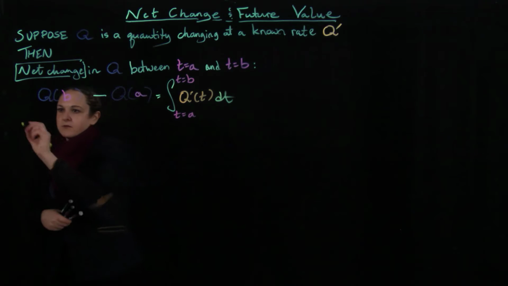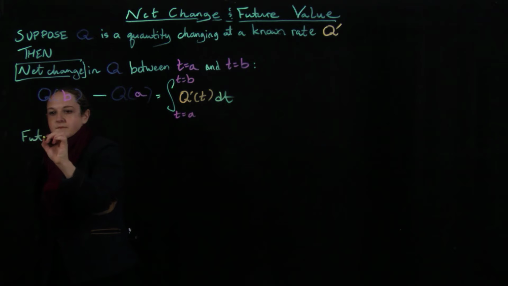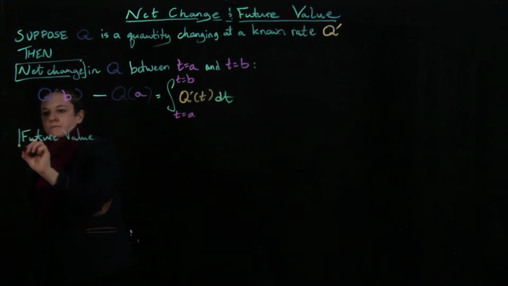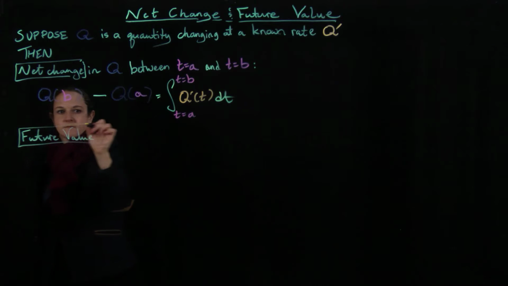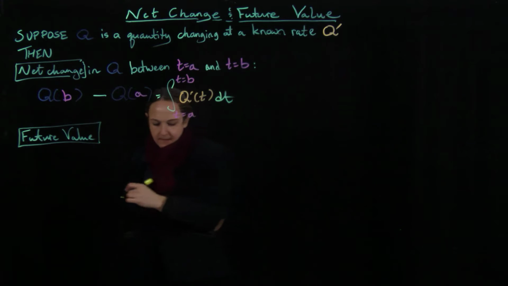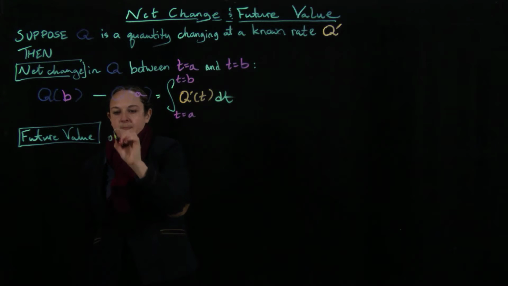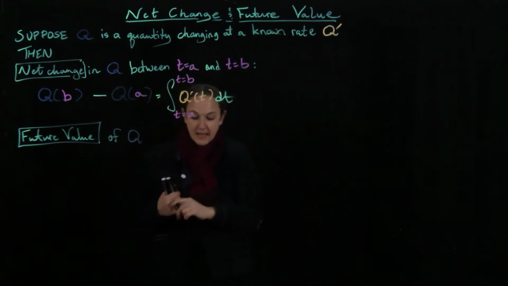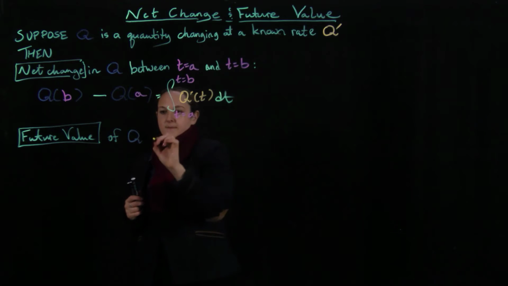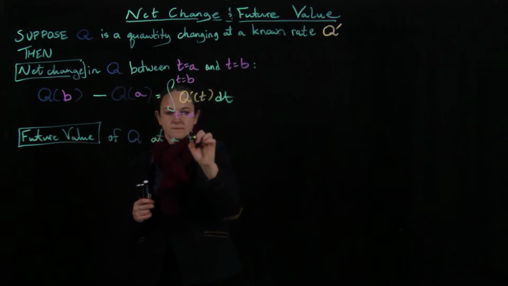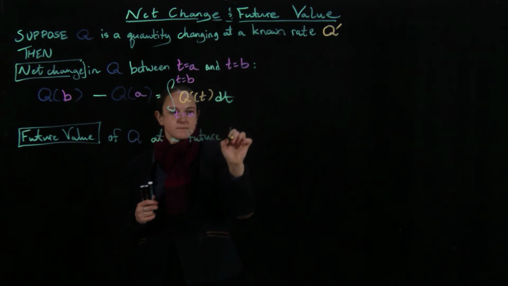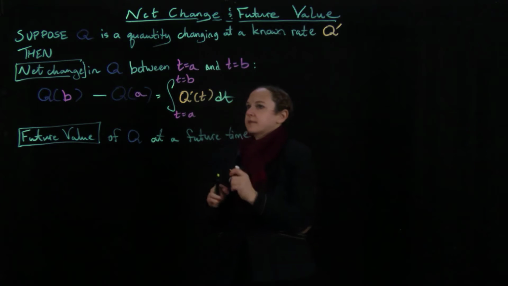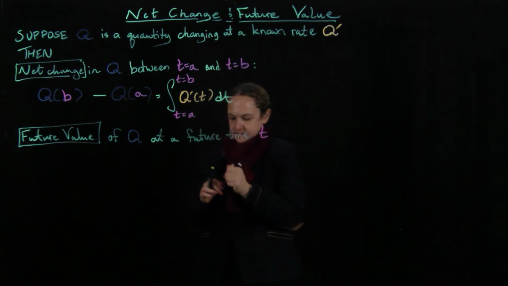There's also the future value of Q at a future time, and let's make this, I'm going to use this red again, of course, because we always have limited colors. So this is T greater than 0.